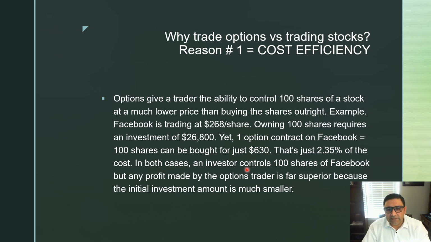However, in both cases, whether you've got the shares or the option contract, you control 100 shares of Facebook, but any profit you make as an options trader is going to be much superior because your initial investment is just $630. So in a nutshell, it's more cost efficient to buy options because you need less capital upfront, and the percentage of profit that you make is much higher than if you were to purchase 100 shares of the underlying security.